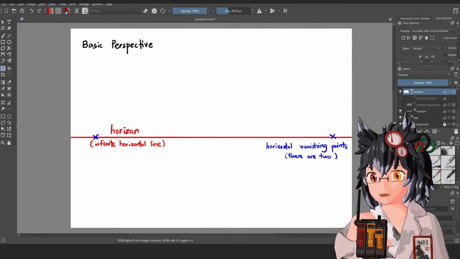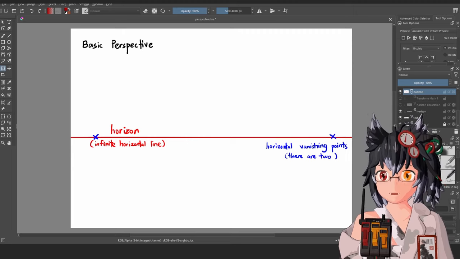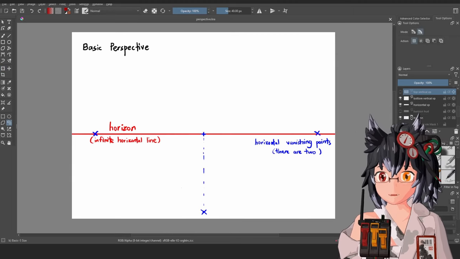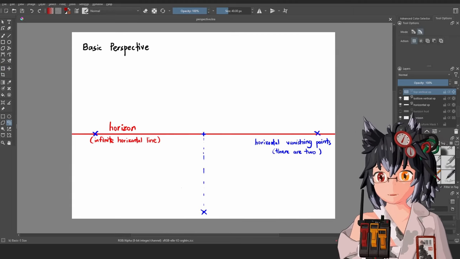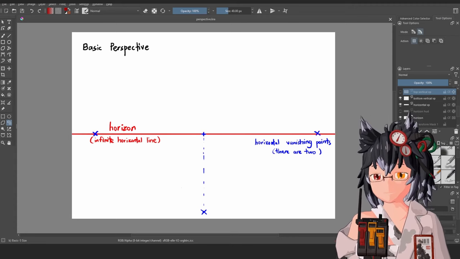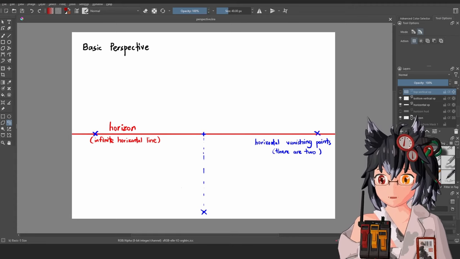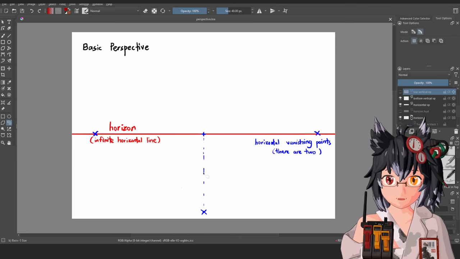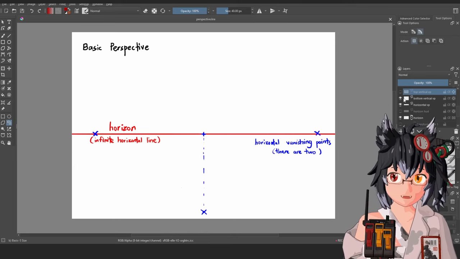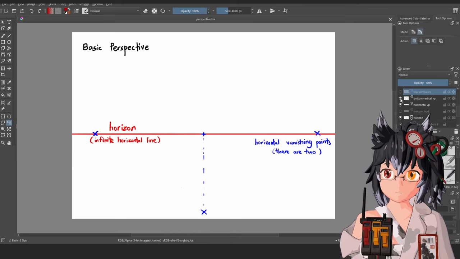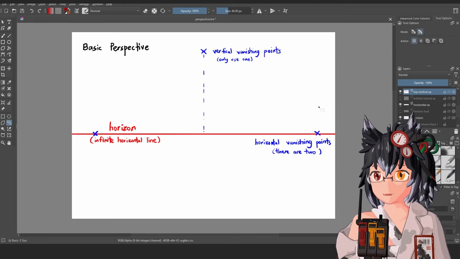And then, somewhere along the horizon, you will want to define two vanishing points. And then, define a vertical vanishing point. For something like a cube sitting flat on the ground, you will want it on the center line of your frame. If you are looking downwards, you want it below the horizon. And if you are looking upwards, then you will want it above the horizon.